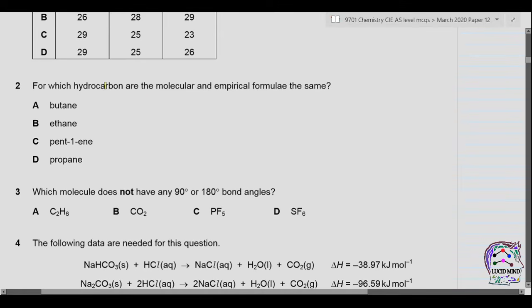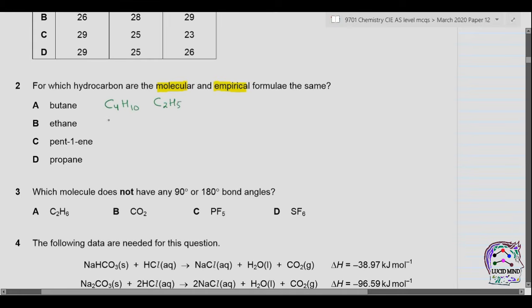Second question, for which hydrocarbon are the molecular and empirical formula the same? So molecular formula is something that gives the actual ratio of atoms, and empirical formula is the one which gives the simple ratio of atoms. So first one is butane. The formula for butane is C4H10. This is the molecular formula. So if you simplify the number of atoms, it comes to be C2H5.